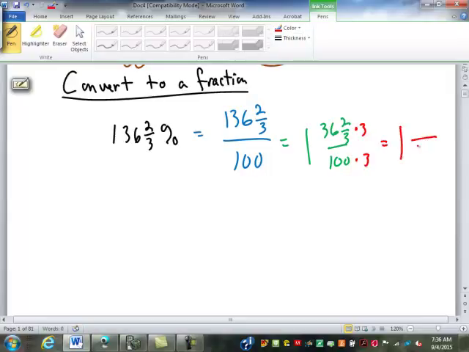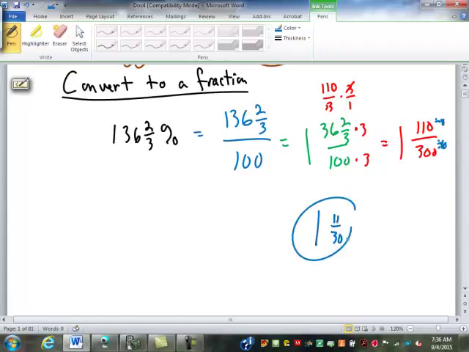We still got the 1 up front. This is 300 on bottom. 36 2/3 times 3. Well, 36 times 3 is 108. Plus 2 is 110 over 3. The 3's cross cancel, leaving us with just 110. Both of those divide by 10, giving us 11 over 30. So 1 11/30 is the fraction. Any questions?